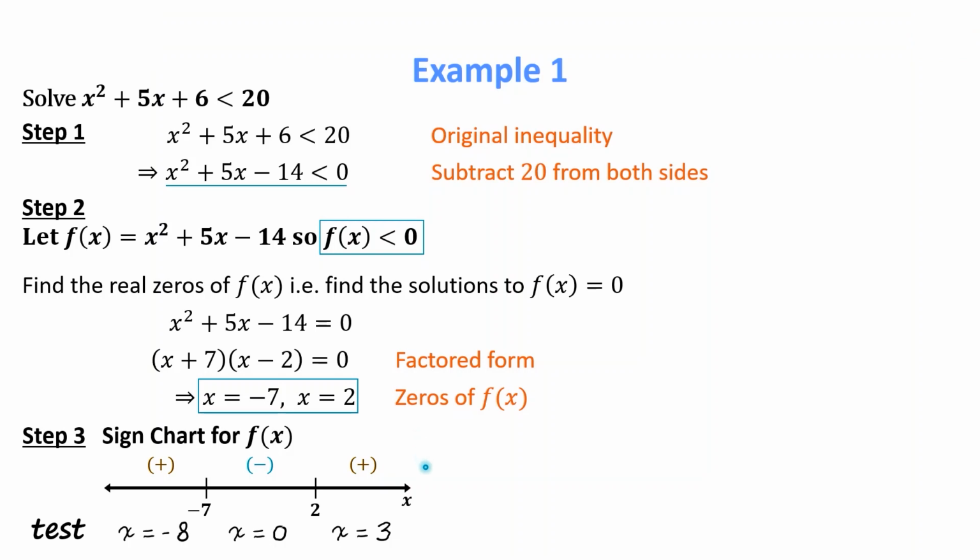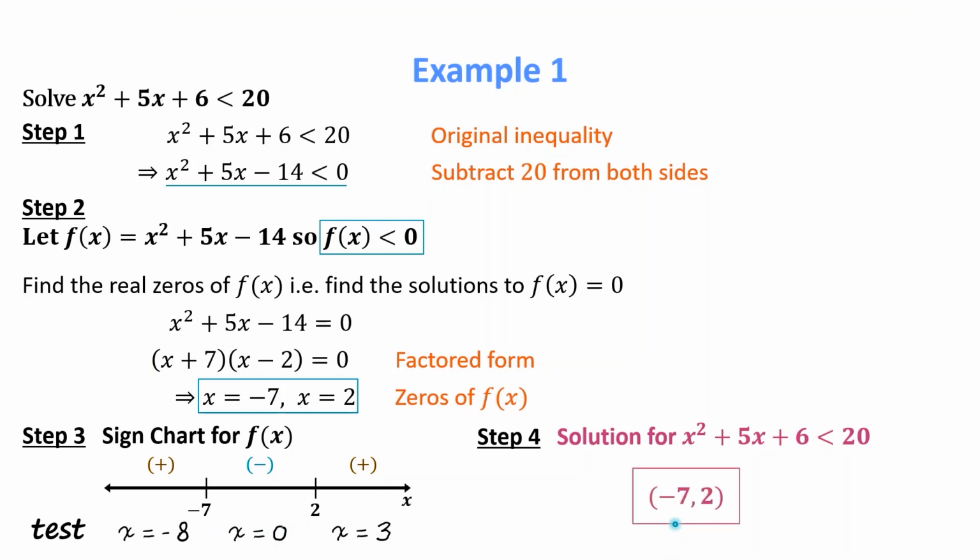So now that we've completed the sign chart, we move on to step 4, which is to find the solution for this original inequality that we had. Now, if you recall, f of x is strictly less than 0. So this is where f of x is entirely negative. We look at our sign chart. Where is f of x, or which interval is entirely negative? Well, it's only this one between minus 7 and 2. So our solution is the open interval minus 7, 2.